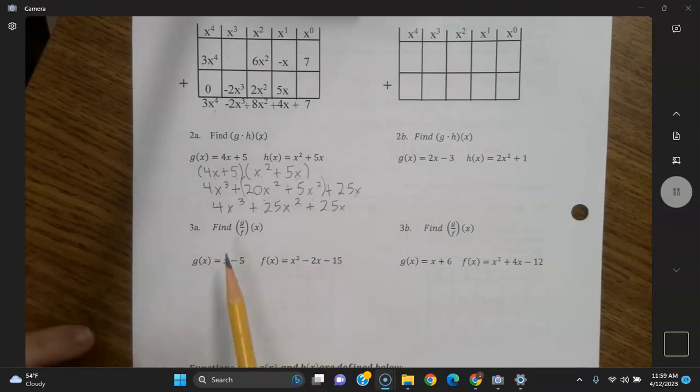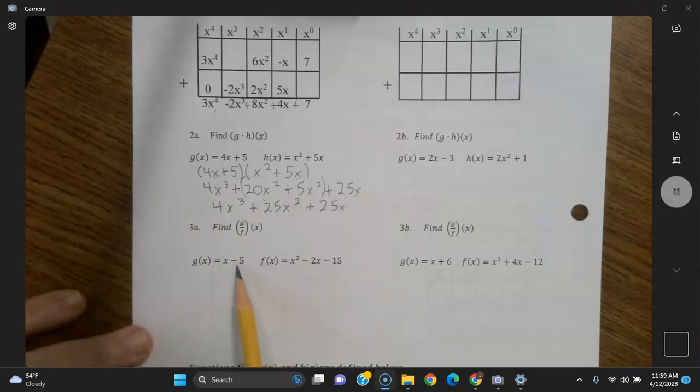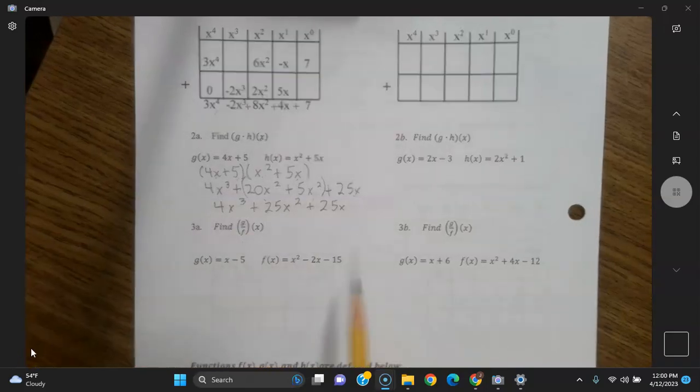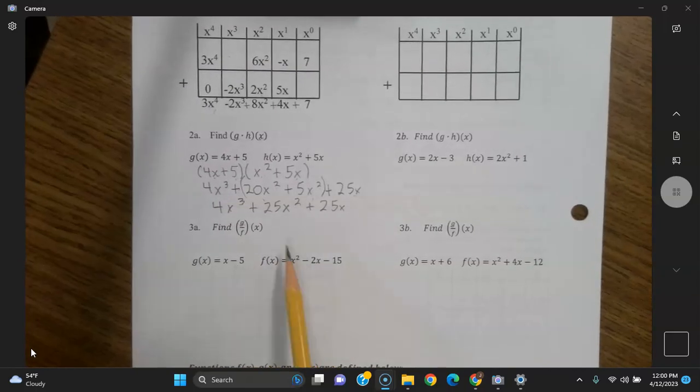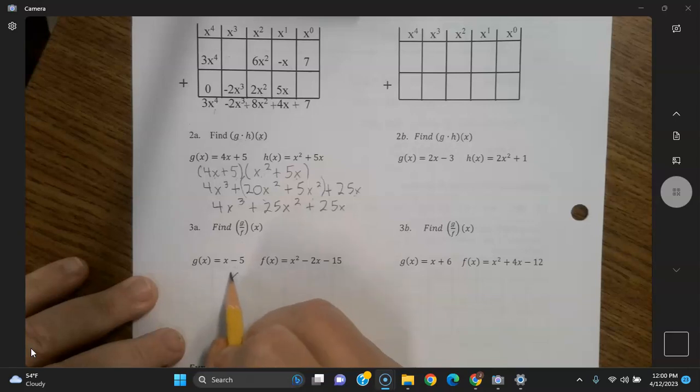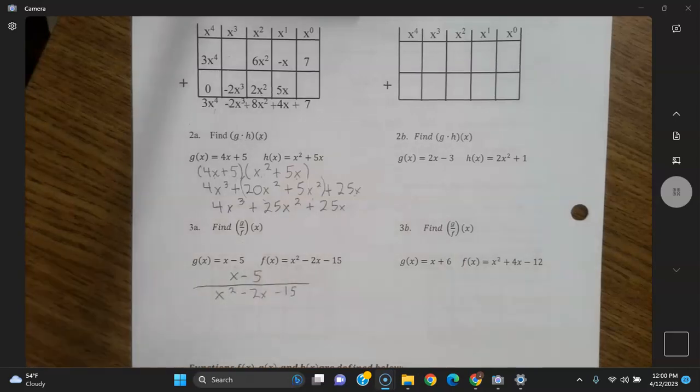All right, now let's do a division problem. So function g divided by function f. Now this is something different. We haven't seen this before. Okay, so we're going to go ahead and write function g over function f just like this asks us to do. So it looks like this. Okay, so now we have that.